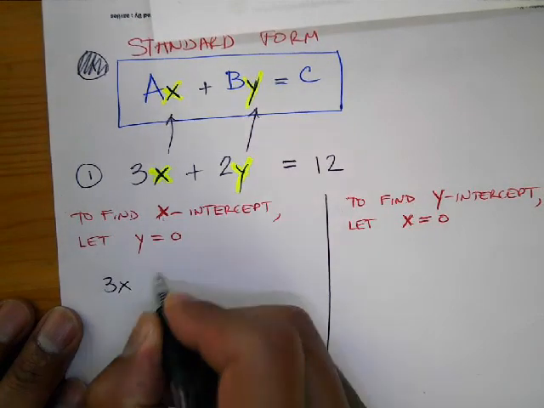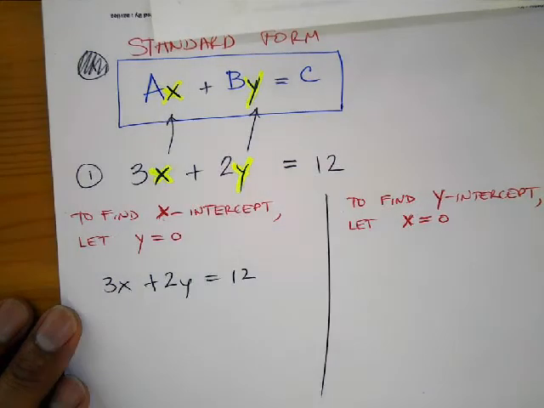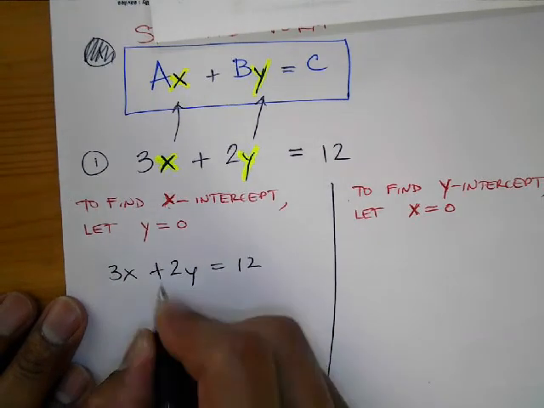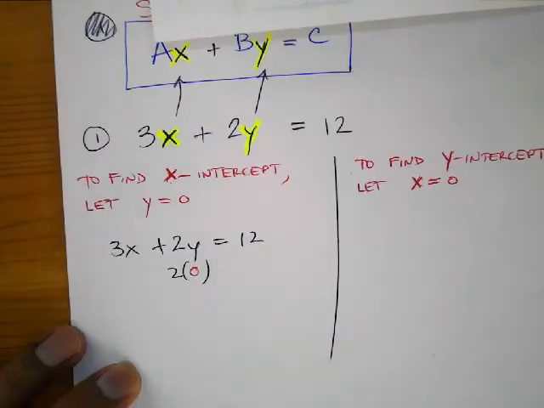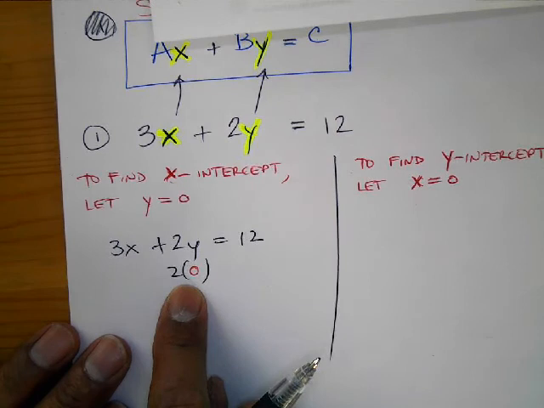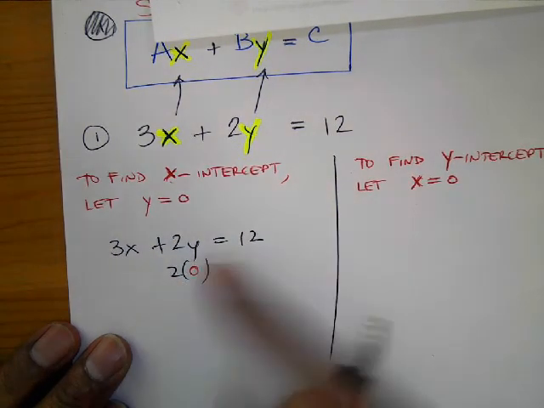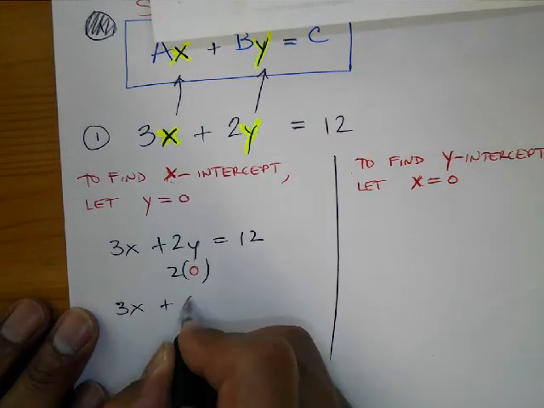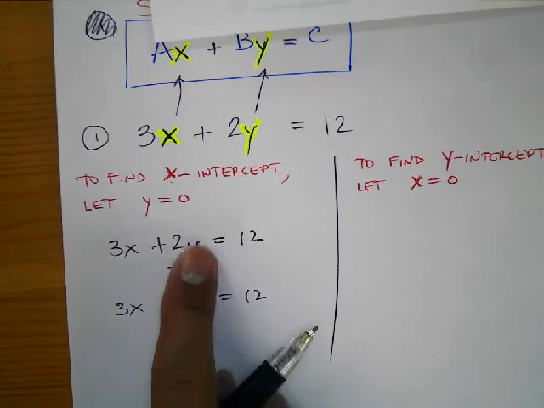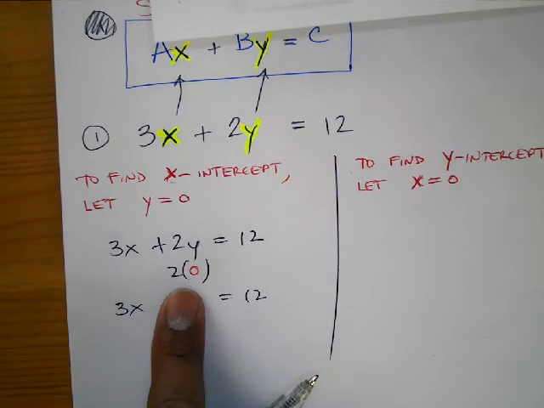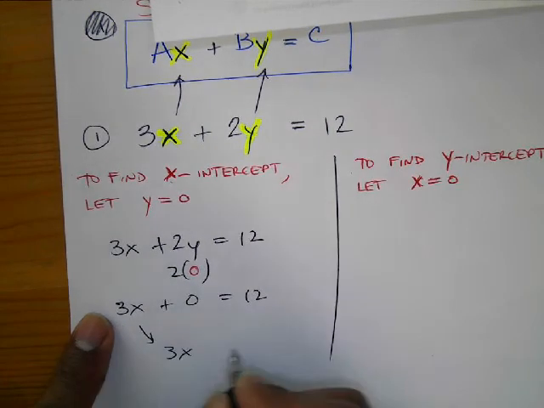So, very easily, you're going to do what? Well, let me write this. 3x plus 2y equals 12. Now, if y is 0, this is 2 times 0. Well, isn't that going to go away? 2 times 0 is 0. Isn't it 3x plus 0 equals 12? Yeah, this goes away. 2 times 0 is 0. You get 3x plus 0 equals 12. See, that 0 goes away. When y is equal to 0, there's going to be no number here.